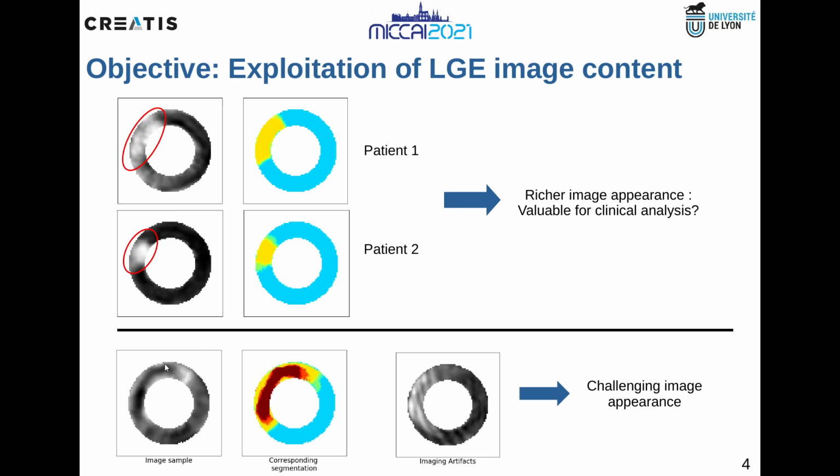But the problem is that in our context, MVO is displayed as dark areas inside of brighter ones, and this dark color is the same as the left ventricle cavity myocardium. So the algorithm can mistake MVO for healthy myocardium. Also, in MRI, we have some imaging artifacts. All of this leads to the fact that the image appearance is challenging to exploit.